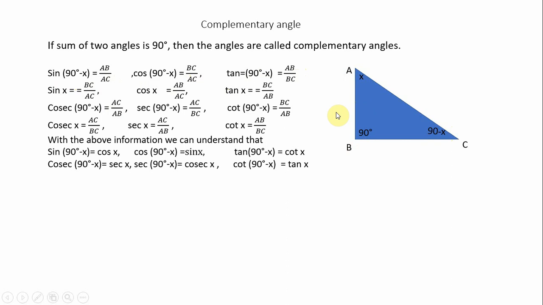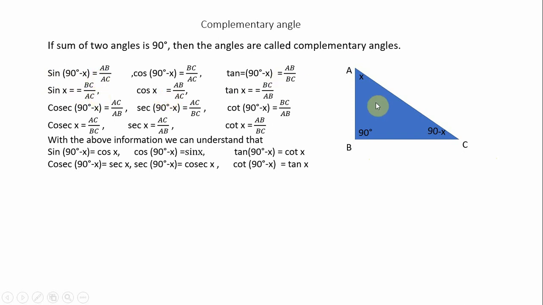Now let us write sin x. Sin x means that theta is here. Sin x is opposite side by hypotenuse. Sin x is equal to what? BC by AC. Opposite side is equal to BC and hypotenuse is equal to AC. So sin x is equal to BC by AC.